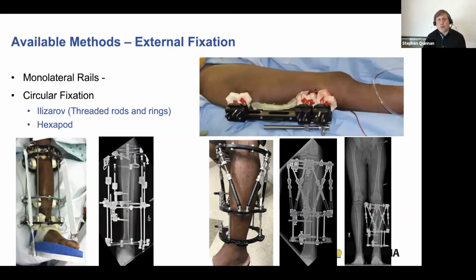That's really why monolateral rails came on the scene. It was to limit that bulk and the difficulty, especially in the femur. And you can see that it really does make a difference here when you compare those devices. The downside is that mechanically we've lost some of our advantage of multiplanarity.